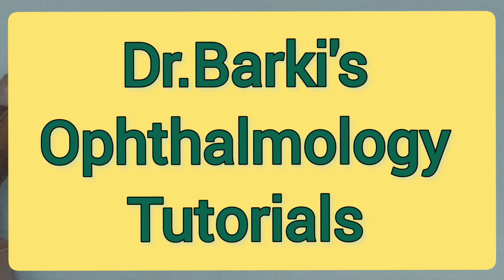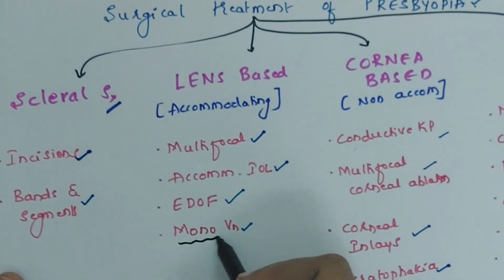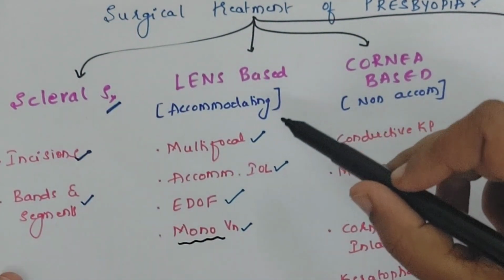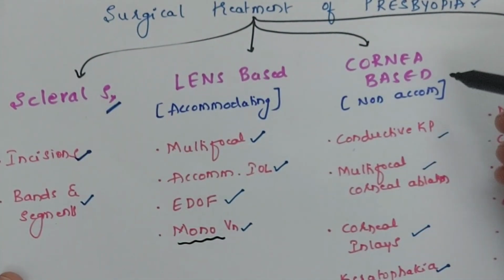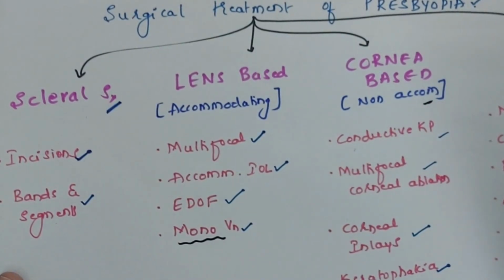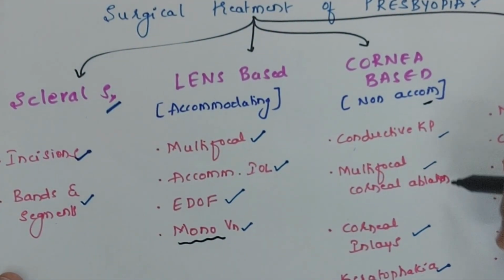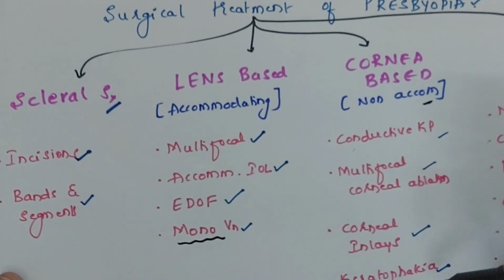Today we will continue with the surgical treatment options of presbyopia. So in this video I will be dealing with monovision, which comes under lens based surgery, that is accommodating type, and also cornea based surgeries, which are non-accommodating types of presbyopic surgical management, which include conductive keratoplasty, multifocal corneal ablation, corneal inlays, as well as keratophakia.